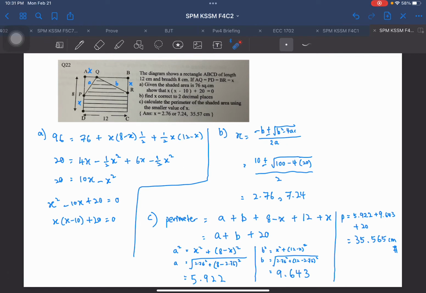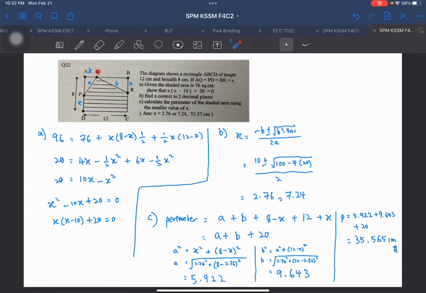So you got this diagram, and then it is a rectangle with a length 12 times 8 cm. And if AQ equals to PD equals to PR equals to x, given the shaded area is 76, show that this equation. Okay, so you got the area of this rectangle is 96 equals to the shaded area plus the one that is not shaded. The shaded area is given by 76, so you got this, plus the non-shaded area. So the non-shaded area is basically this triangle plus this triangle, right?